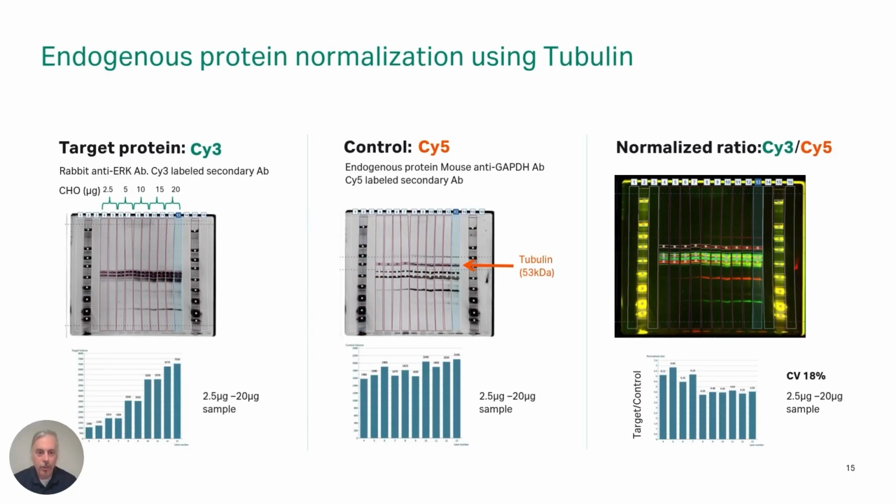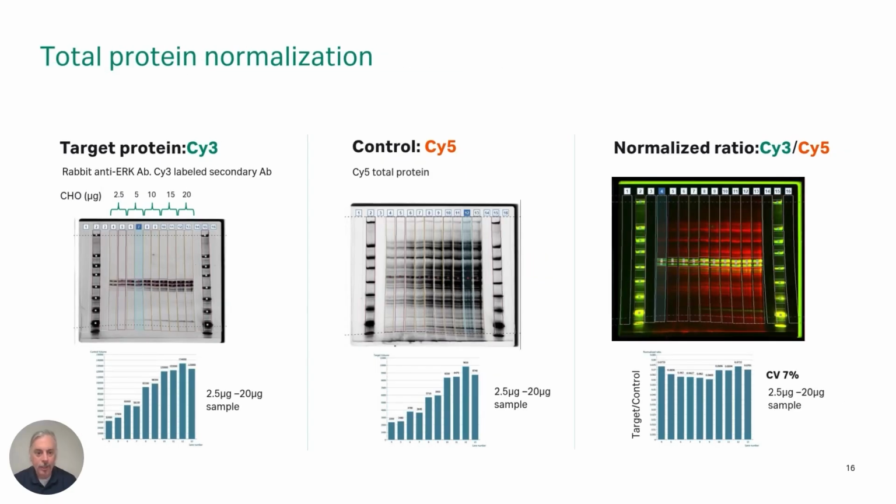But then they tried with tubulin. So with tubulin, again the same experiment, a different protein as a housekeeping protein, you can see now the coefficient of variance is only 18%. So that's a lot tighter, that's a lot better. But then in the final example here, you can see that they used the total protein. So that's the Cy5 there, and the target protein is with Cy3. When you do that normalization against the total protein, you can see the coefficient of variation is down to 7%. So that is really, really good, tight data.